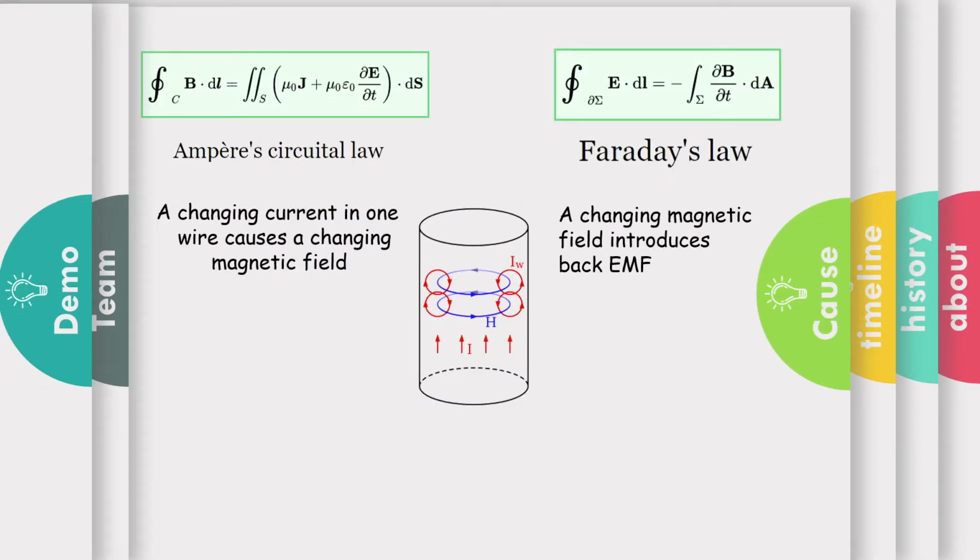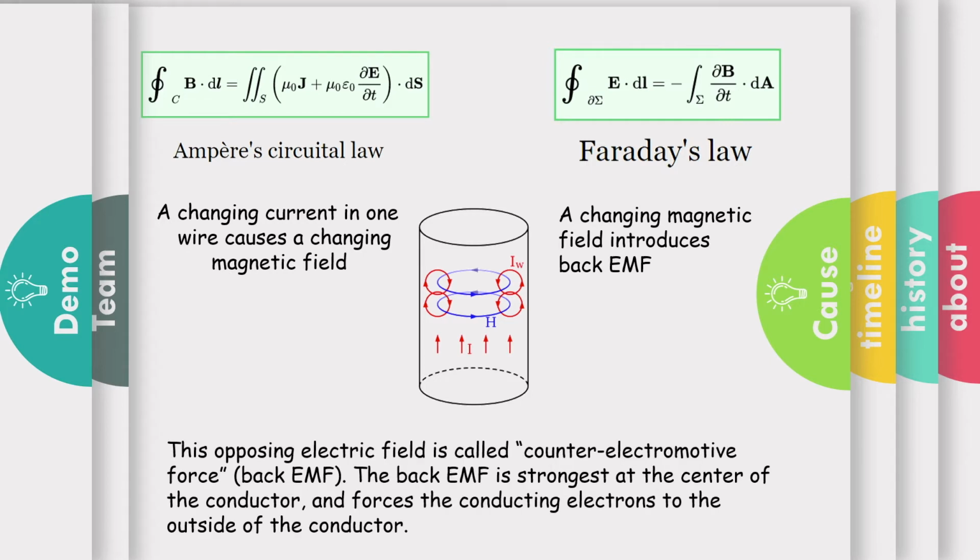Now let's think about the cause of the skin effect. We know the changing current in the wire can cause a change in magnetic field, and through Faraday's law, we know the change in magnetic field introduces the back EMF. EMF is a counter-electromotive force. This electric field is strongest at the center of the conductor, so it forces the conducting electrons to the outside of the conductor. So we could observe the current flowing near the surface of the conductor.